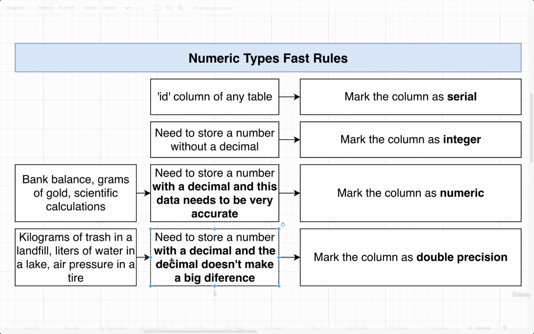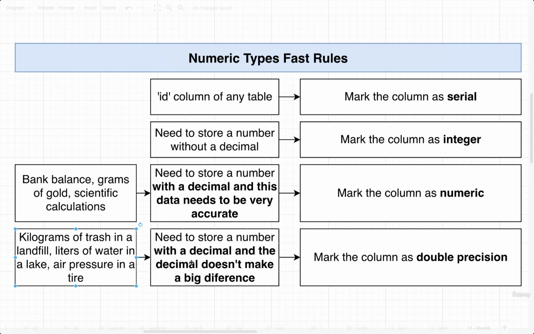Otherwise, if we're trying to store a number that has a decimal, and this number doesn't need to be very precise, for example, maybe the kilograms of trash in a landfill, or the liters of water in a lake, if we're trying to store, say, 2 million kilograms of trash in a landfill, does it really matter if we've got 2,000 kilograms or 2,000.1? The difference between those numbers is pretty negligible. It doesn't really matter in the context of kilograms of trash in a landfill. Chances are we measured the number of kilograms of trash inaccurately anyways in real life.